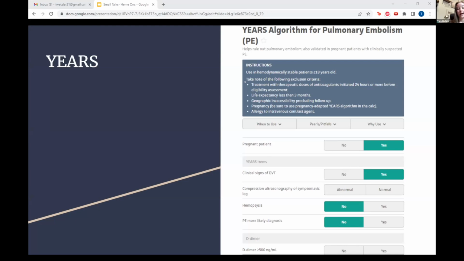So it asks if the patient is pregnant, and then if you say yes, that affects the D-dimer threshold. So if the patient does not meet any of the YEARS criteria, then the threshold for the D-dimer is higher. It's greater than or equal to 1,000. But if 1 or more of the YEARS criteria is fulfilled, then your D-dimer threshold is lower. Greater than or equal to 500 would be the cutoff.